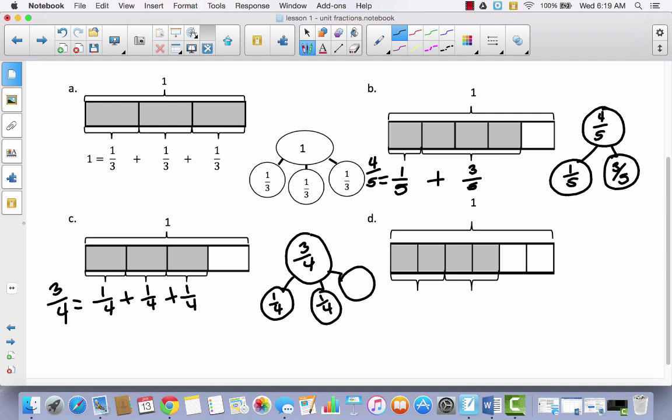See if you can do D all by yourself and then come back. If you get it wrong, you can just erase. If you get stuck, you can always press play, but just try to do it by yourself.